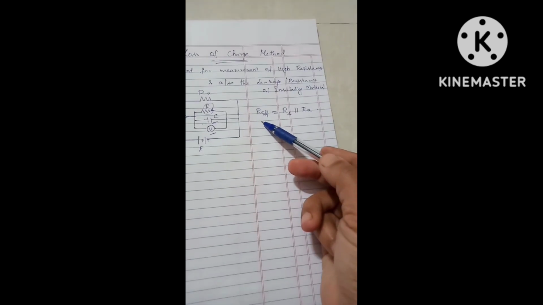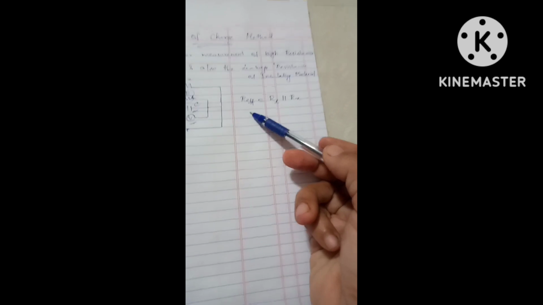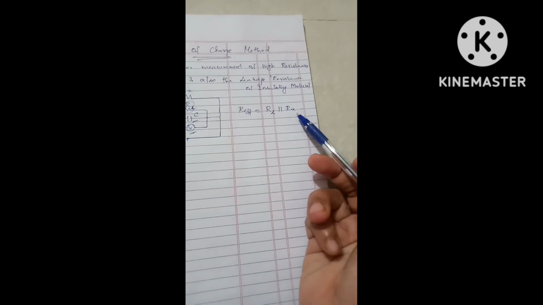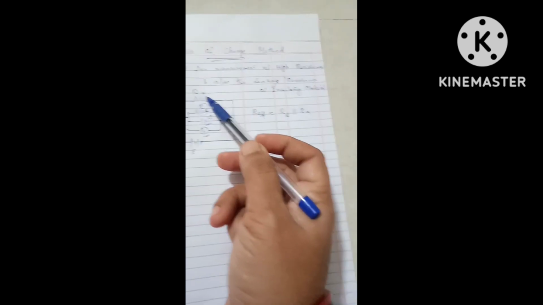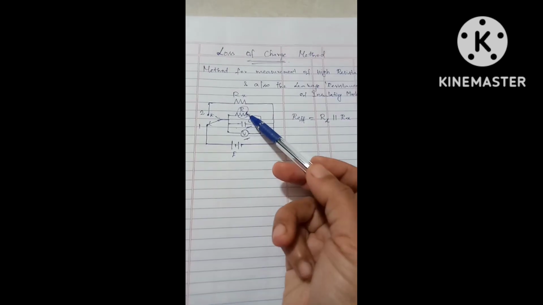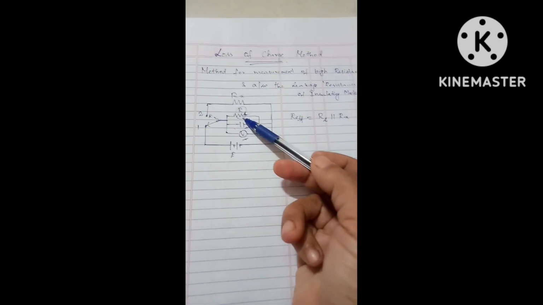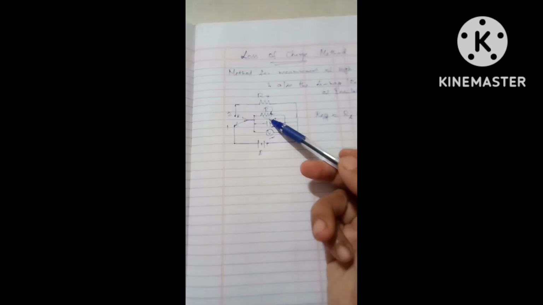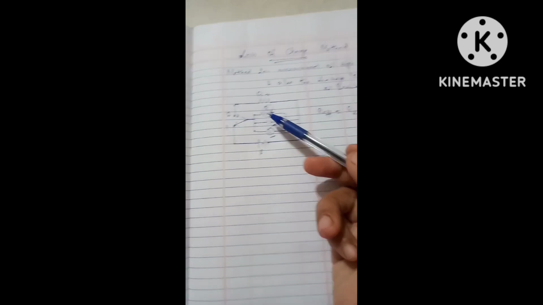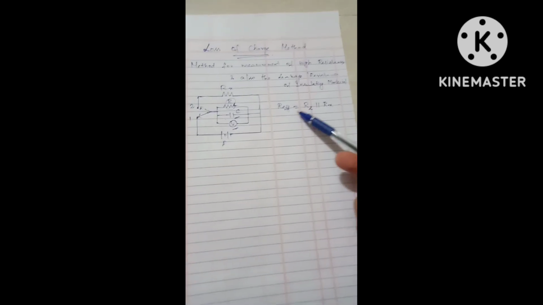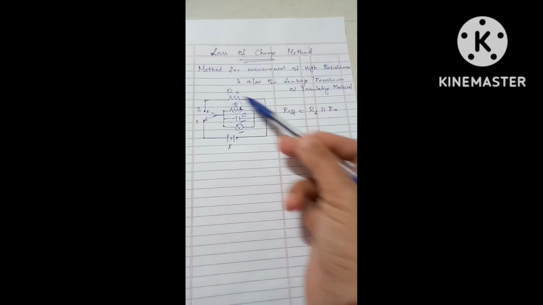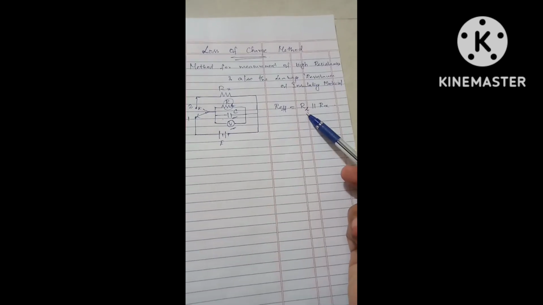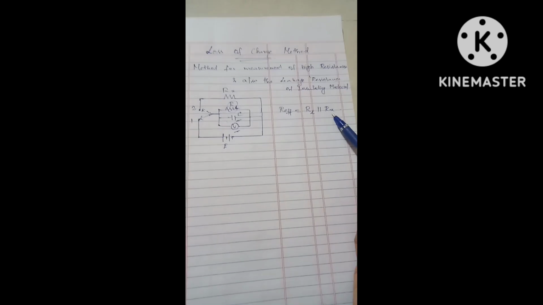Based on the circuit, the effective resistance present in this entire circuit is denoted by R effective, which is nothing but the parallel combination of the leakage resistance and the unknown resistance. When we look at the circuit, we have two resistances, Rx, which is the unknown resistance, and RL, which is the leakage resistance. So the effective resistance present in this circuit will be the parallel combination of leakage resistance and unknown resistance.